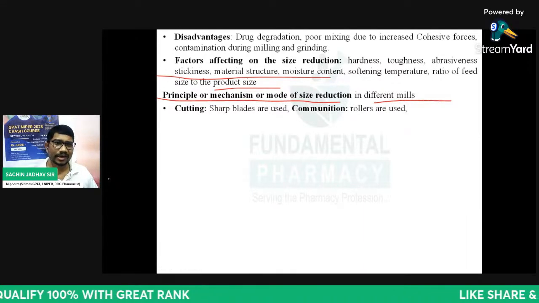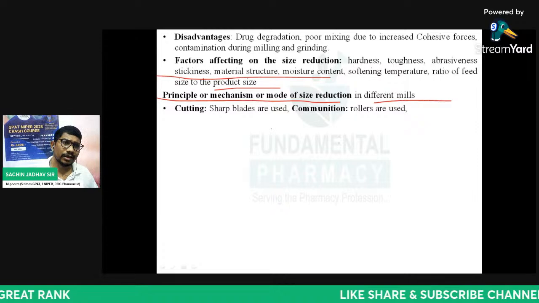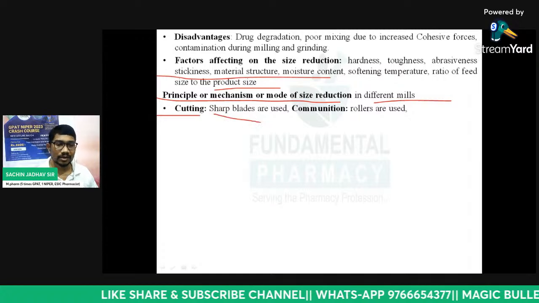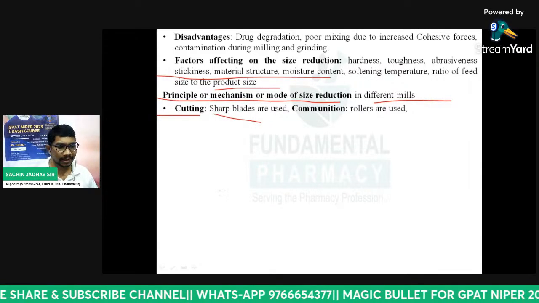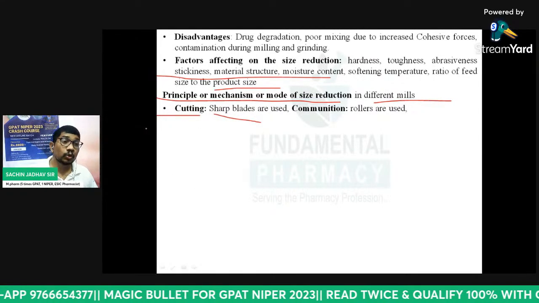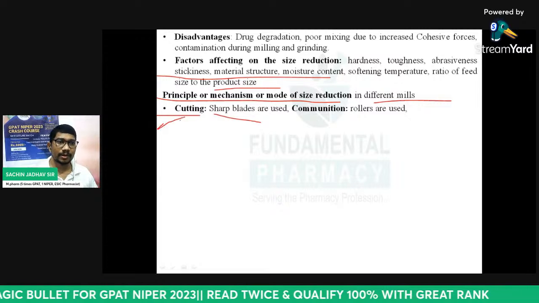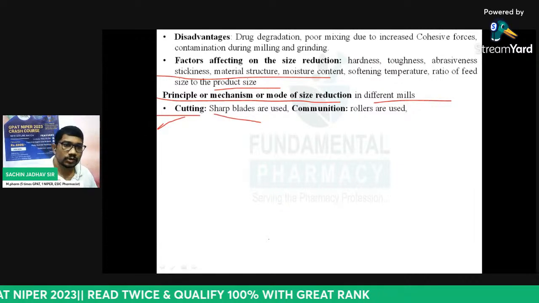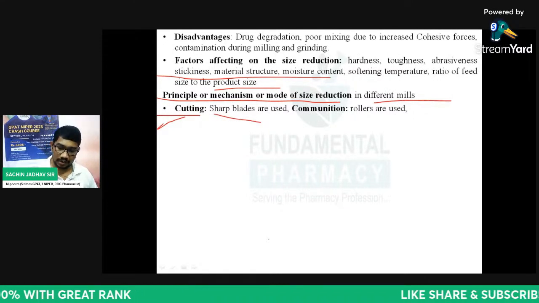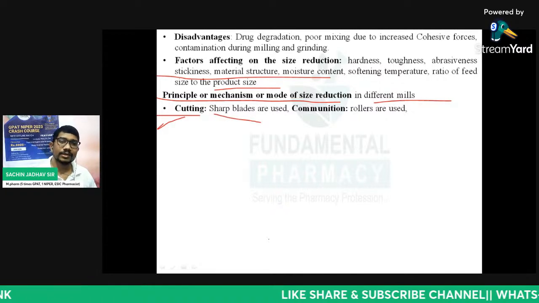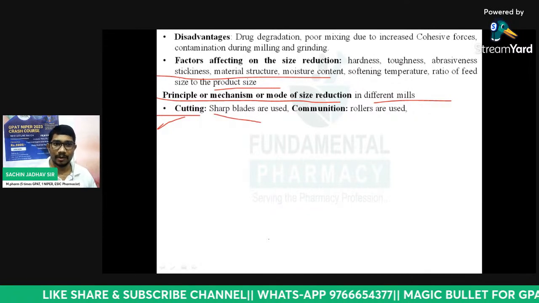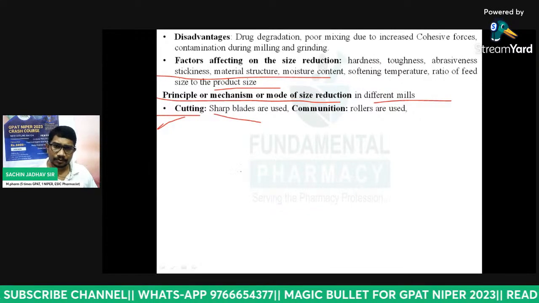So the first mechanism is nothing but cutting. Cutting is nothing but the cutting of material using sharp blades. If you use a sharp blade to cut the material, the mechanism is cutting. And cutting is mostly the mechanism for crude drugs. If you have crude drugs like leaves, roots, stems, bark, that needs cutting. So particles are cut by using sharp blades. That is cutting.